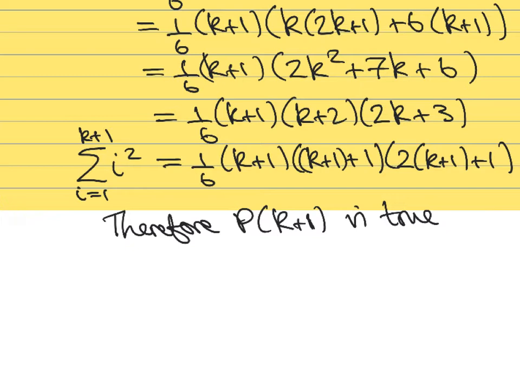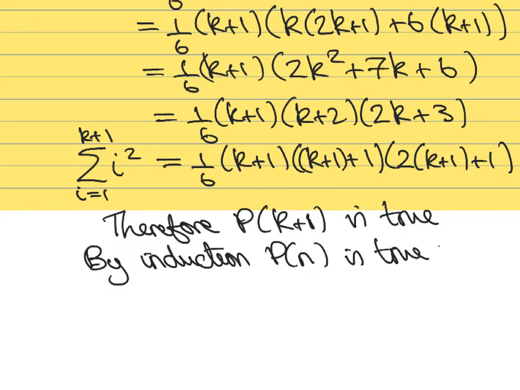So we've got the base case, P(1) is true. We've shown that P(k) implies P(k plus 1), the inductive step. And so now, applying the principle of induction, P(n) is true for all n in the natural numbers, which is what we set out to prove, and so we've completed the proof.